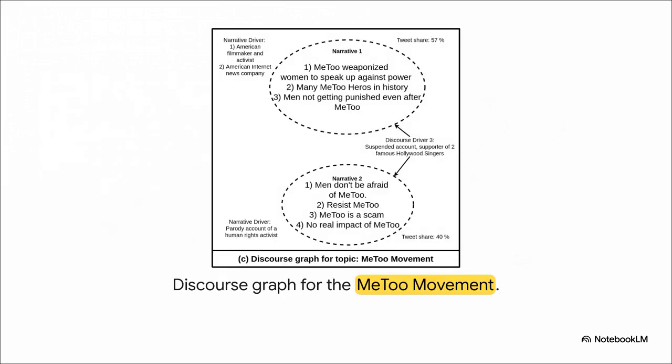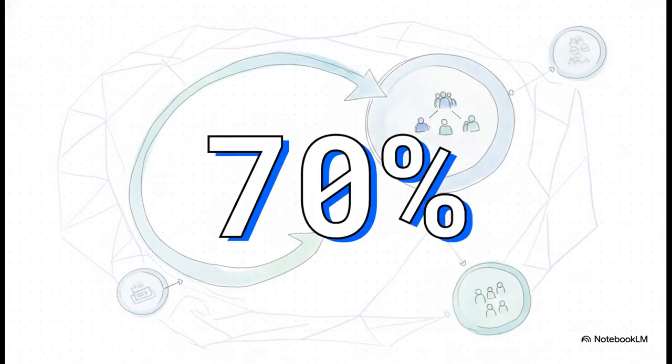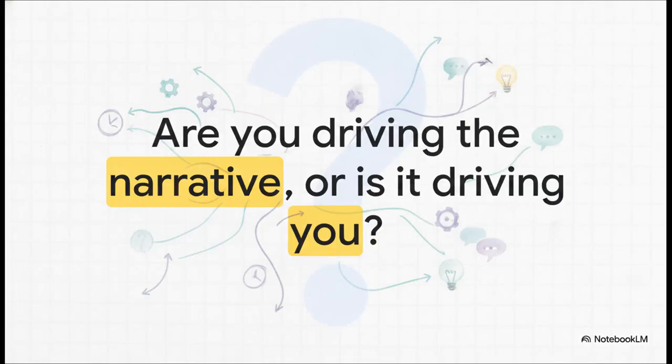Then, looking at the Me Too movement, the data showed almost total structural isolation. There were 2 massive, heavily opposed narratives with absolutely zero positive crossover interaction between them. But you want to know what's truly staggering? Across all of these highly charged global events, over 70% of social media users were mathematically proven to participate in only one single narrative echo chamber. Just one. It really makes you think.